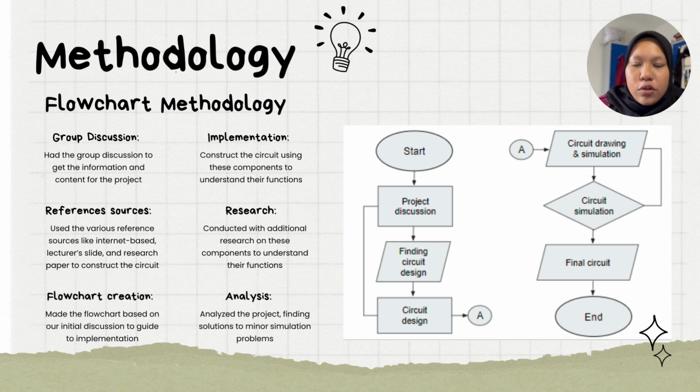Then for the flowchart creation, based on the insight from the group discussion, we created the flowchart to visualize the project implementation process. The flowchart included key steps, decision points, and dependencies to guide our project execution. Next, for the project implementation, by following the flowchart, we proceeded with implementing the project according to the defined steps. We also utilized the gathered information to create an accurate circuit diagram, ensuring proper functionality.